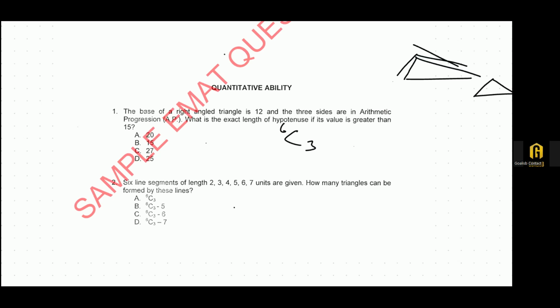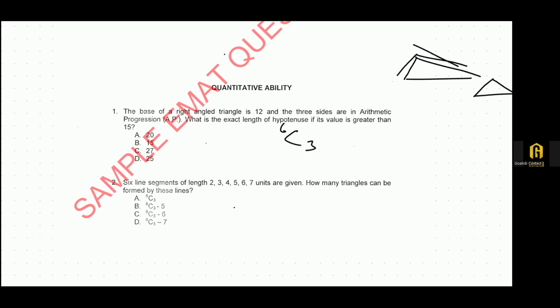We can choose the first side, say two first, then three, and then four. Or we can choose four, three, two. It doesn't matter. It will form the same triangle. So it is 6C3, but there is a trick here. There is a concept of geometry which says the sum of two sides of a triangle can never be equal to or lesser than the third side. So the sum of two sides is always greater than the third side.